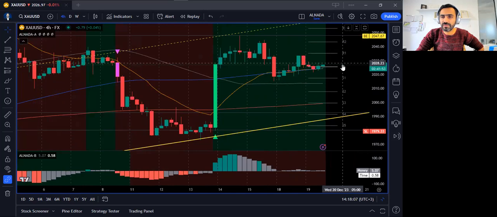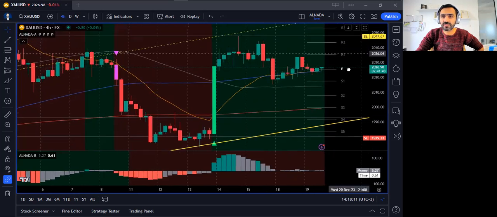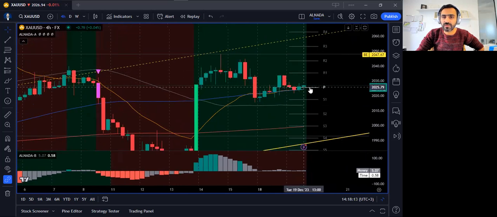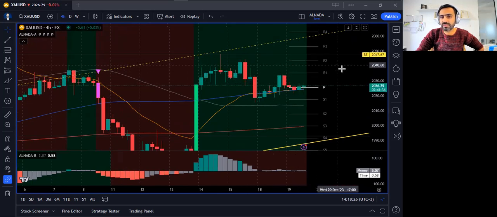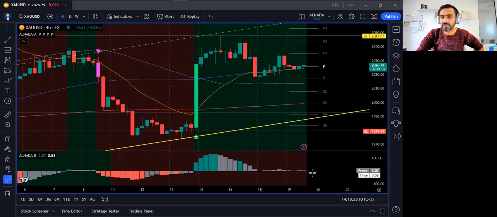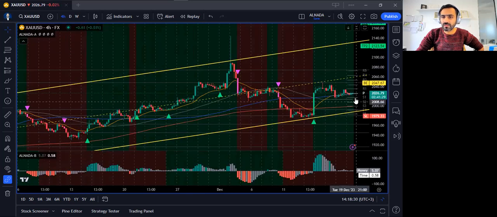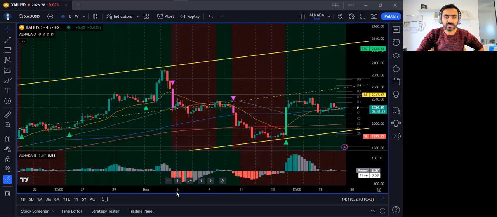And here we have pivots. This is intraday support and resistance. So now we are on the pivot. Here are R1, R2, S1, S2. These are very strong indicators for intraday support and resistance. Every day they are removed from the previous day and calculated for the next day immediately and automatically. We have moving averages also.